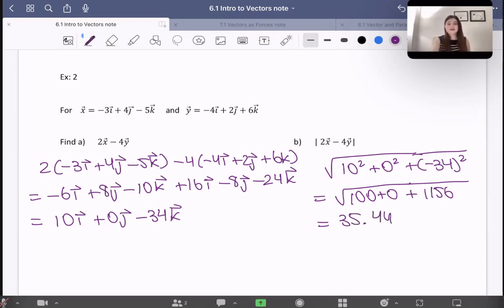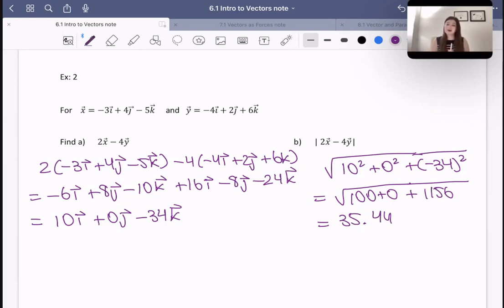That's how we can use the operations of vectors in 3 space. Very similar to operations of vectors in 2 space, just a few more steps because we have that extra variable in there, right? We have z, which equates to k when we talk about the unit vector. And there we have it.